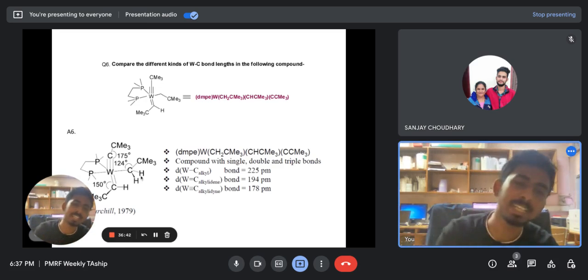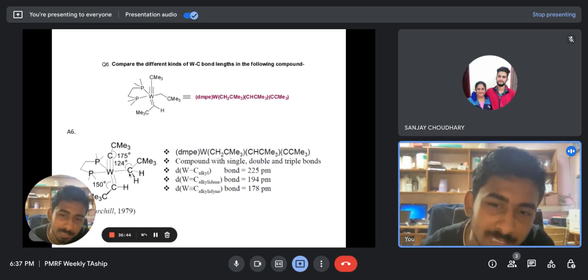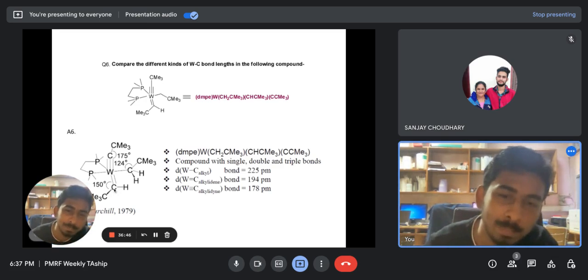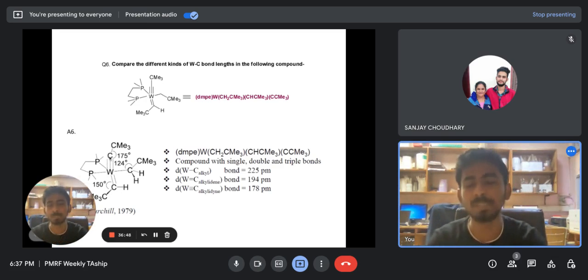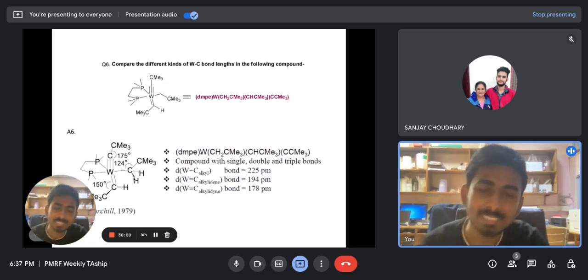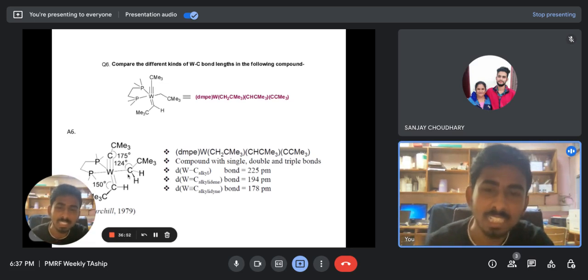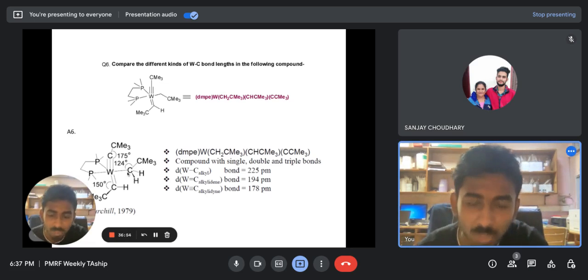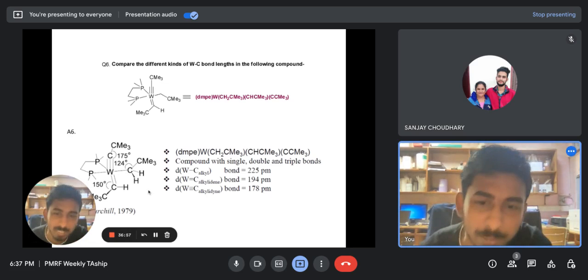So in this case, this carbon is sp3 hybridized, this carbon is sp2 hybridized, and this carbon is sp hybridized. That's why in this case the angle between W-C-C is 124 degrees, which is close to an sp3 kind of system.